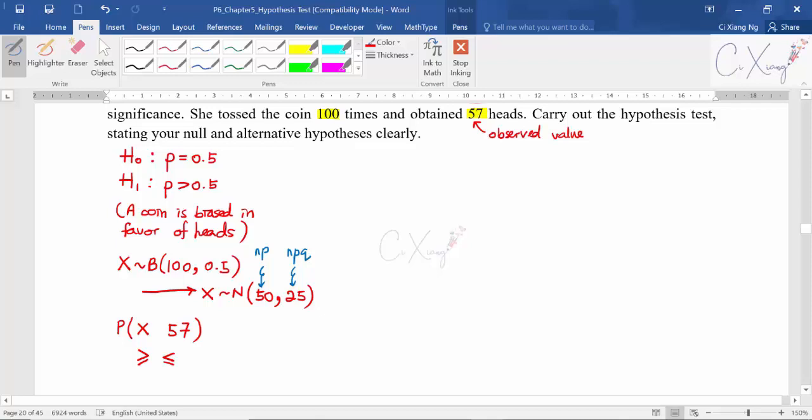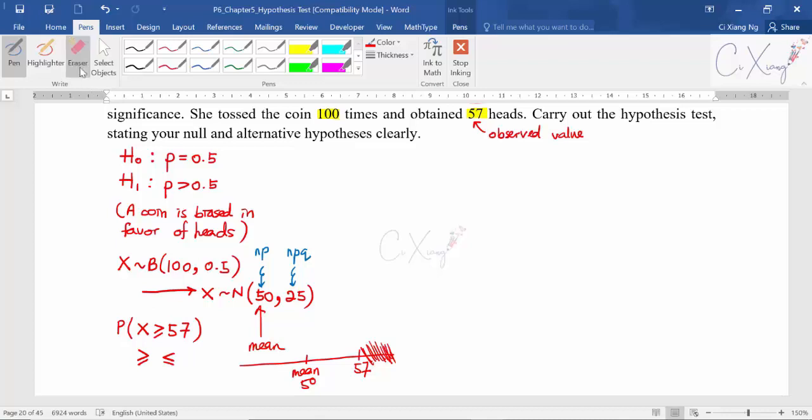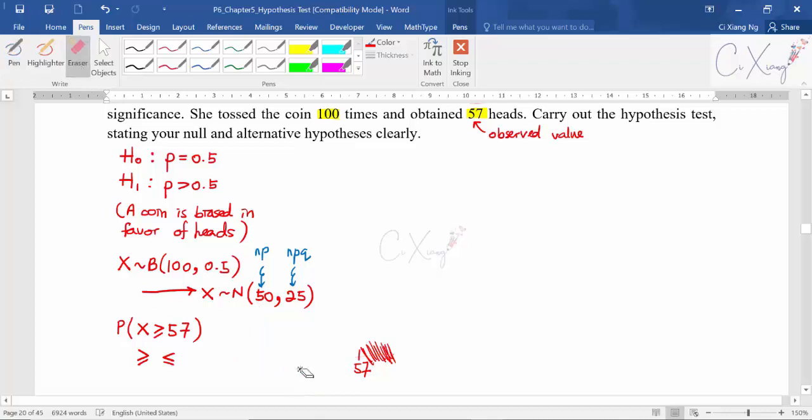To decide the sign, there are two ways. The first is to look at the alternative hypothesis, which is greater, so this will be greater or equal. Or you can check the mean. Imagine the number line: the mean is 50 and you have 57. When we calculate the probability, we want the area for the side of 57, either left hand side or right hand side. You can see that you want this area which is greater than or equal to 57. This is another way for us to decide.